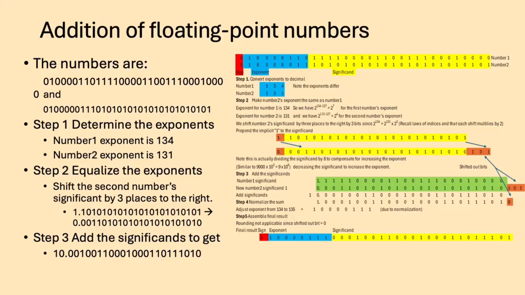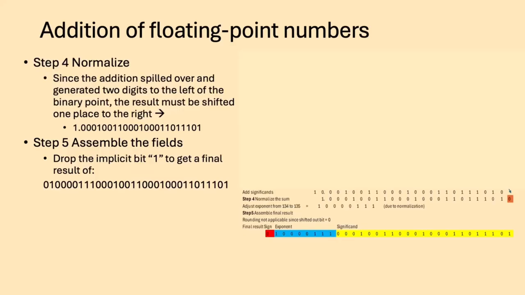The next stage is to add the first number's significand to the new significand of the second number. Now since the addition spilled over and generated 2 digits to the left of the binary point, the result must be shifted back 1 place to the right to renormalize. The shift has caused the exponent to be increased by 1. The new exponent field then is 135. Assemble the fields, again, dropping the implicit bit to give the final result of 01000, and you can see the rest of it in the diagram.